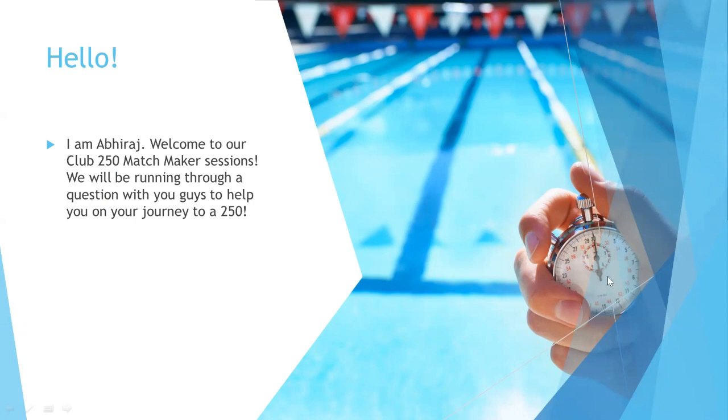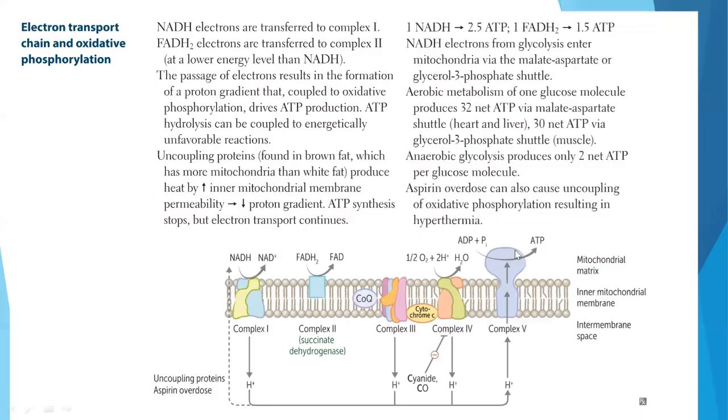Here in this video, we will be discussing some of the important topics from biochemistry: oxidative phosphorylation, the TCA cycle and all. So, talking about the electron transport chain and oxidative phosphorylation. This is from your First Aid only. The NADH electrons are transferred to complex 1. So here's complex 1, where NADH changes to NAD+. We will discuss it all in steps in the further slides.